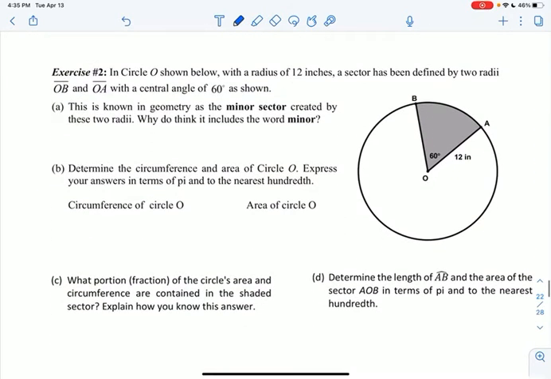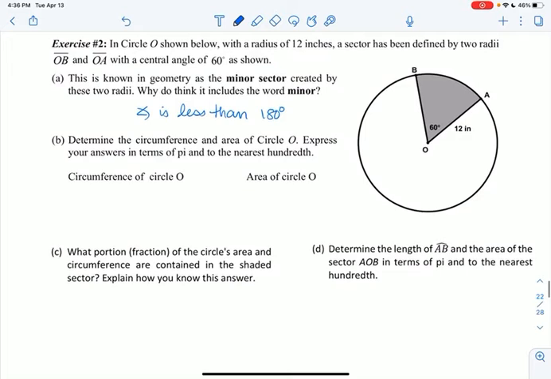All right, example 2. Circle O is shown below with a radius of 12, and a sector has been defined by two radii, OB and OA, with a central angle of 60 degrees as shown. This in geometry is known as a minor sector. Well, that makes sense because that's a minor arc. So why do you think it includes the word minor? Because the angle is less than 180 degrees.